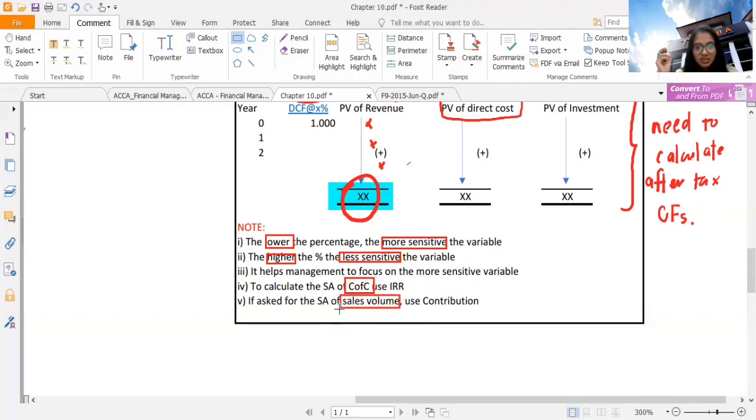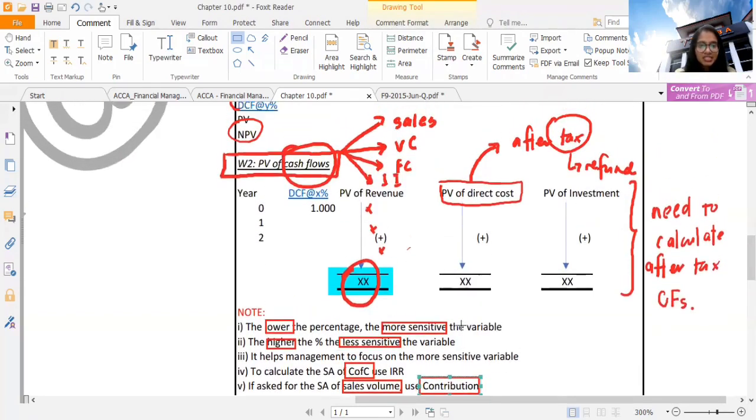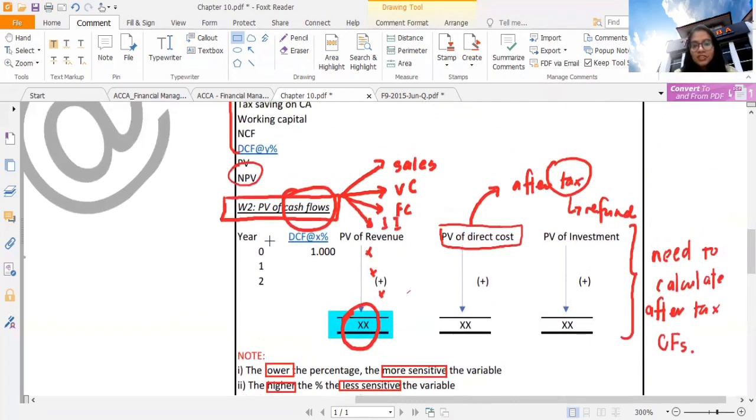So to calculate sensitivity of sales volume, the cash flow that you are going to use is contribution. So guys, I just want to remind you that when you calculate sensitivity analysis of sales volume, you first need to find contribution, and then you include contribution as part of this working. That means the working is the same, the cash flow is the same. The only difference is the cash flow that you are using will be contribution. All right. So please be aware of that. Please be mindful of that.